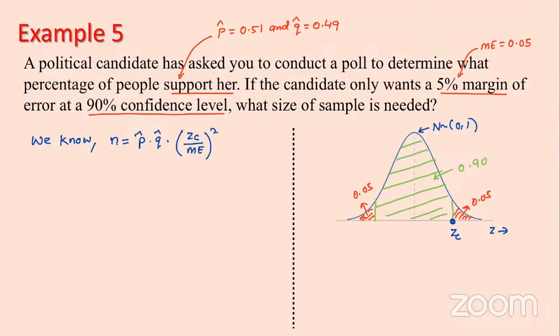And let's find that Z critical. Because we want to find the value along the x-axis, we'll use the inverse normal. We need the area to the left. And if you look at the diagram here, you can see area to the right is 5%. That means area to the left must be 95%, right? 90% plus 5%, 95%, 0.95. And then the mean is 0, standard deviation is 1. And you can quickly type that in your calculator to find the Z critical.